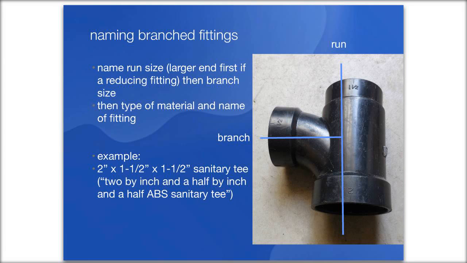And then when you have a T, you have the run, which goes straight through the fitting, and then the branch is the side outlet. And typically when you're trying to find something online, the way that you would name it, you would name the run first with the larger end first, and then the other end, and then name the branch, and then say what the material is. So this is a 2 by 1.5 by 1.5 sanitary T, ABS sanitary T.